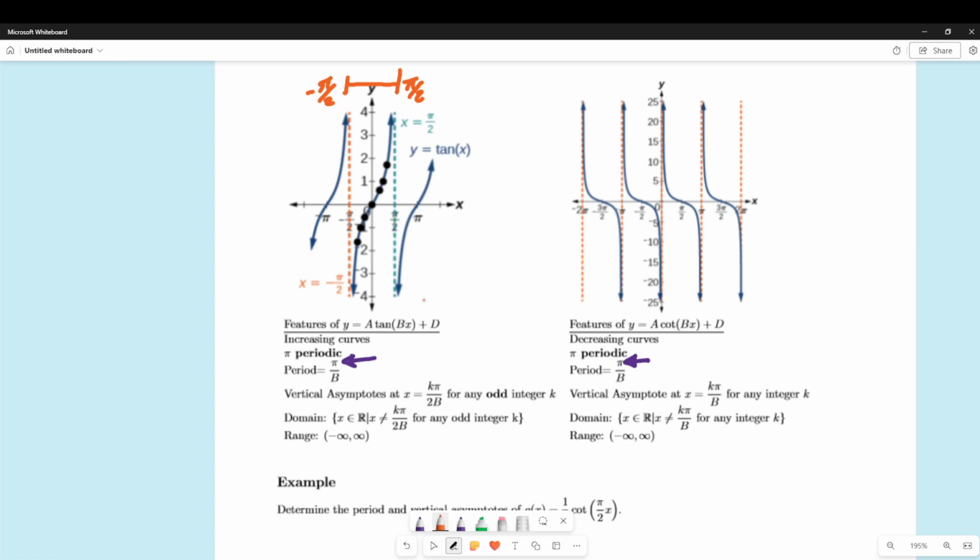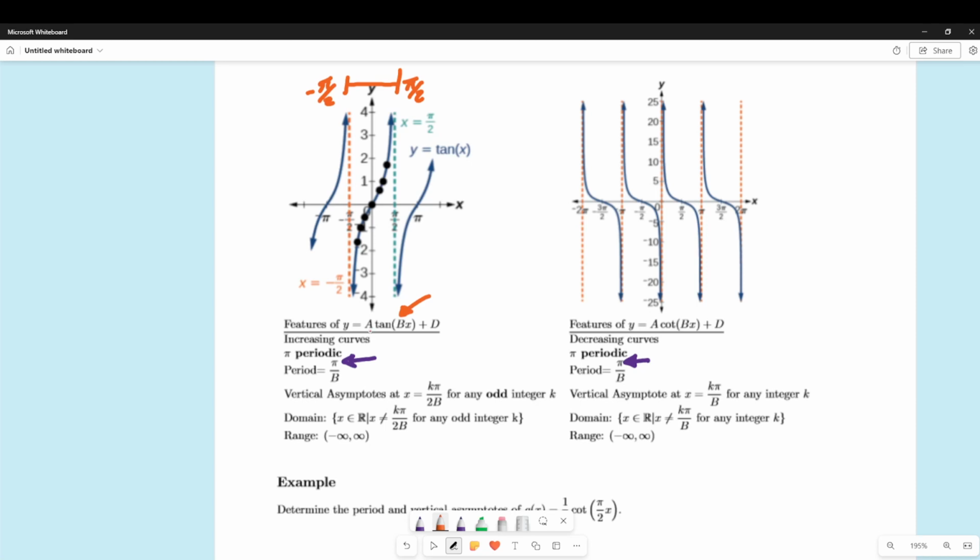So we still get that same b being our compression factor, so we're still going to divide by that b to figure out our period, but our standard period, our natural period, is only pi, not 2 pi, when we're dealing with tangent and cotangent.